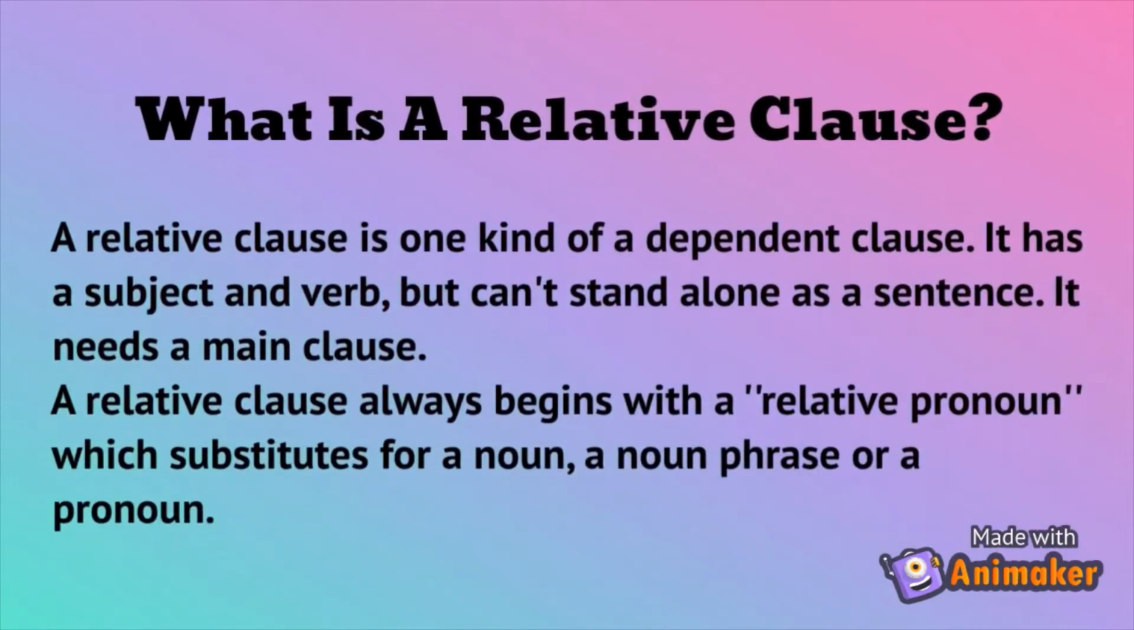What is the relative clause? A relative clause is one kind of dependent clause. It has a subject and verb, but can't stand alone as a sentence. It needs a main clause. A relative clause always begins with a relative pronoun which substitutes for a noun phrase, or a pronoun.